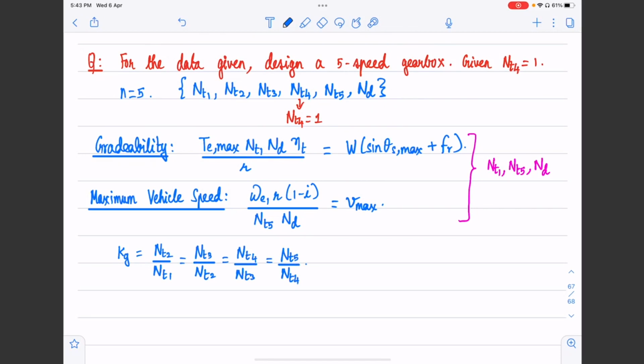Okay, so that's what we have in this particular problem, when you have 5 gears. Now, we don't know K subscript G, right? If we knew K subscript G, we could immediately calculate other gear ratios. Why? Because we know NT4 to be 1, and then it's only a matter of substituting K subscript G and getting the other gear ratios, right? But the challenge here is that we don't know K subscript G either. Okay, good thought process, but then how do I get K subscript G?